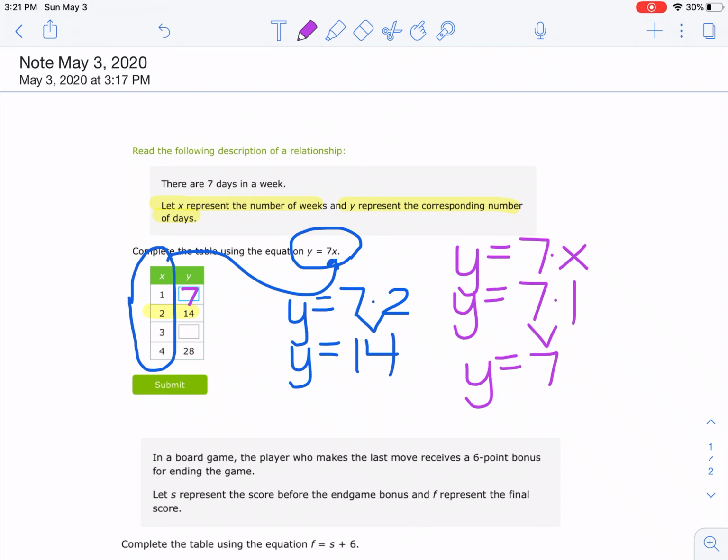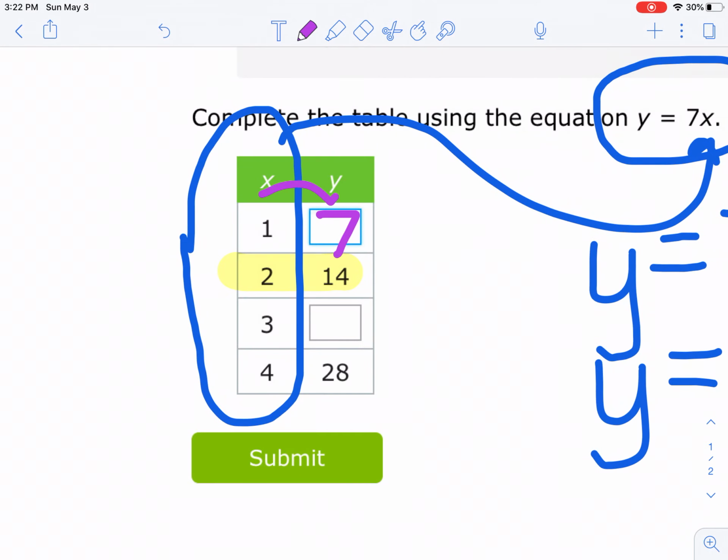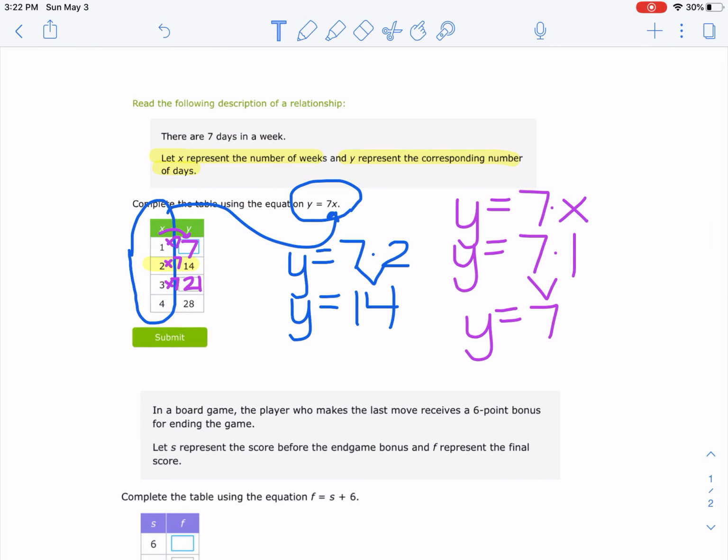Now you can obviously just tell yourself, okay, we did this when we were doing rate tables. 1 times 7 is 7. 2 times 7 is 14. 3 times 7 is 21. So that's how we'd like you filling in your tables. You have to pay very close attention to the equation that they give you, because sometimes it's going to ask you, not the first column, it might ask you to use the second column and vice versa.